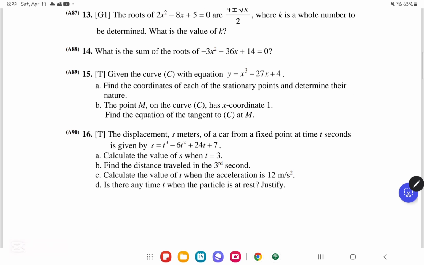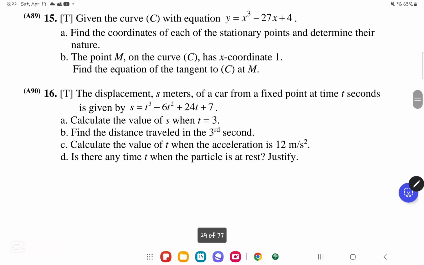We move on to question number 16. The displacement s meters of a car from a fixed point at time t seconds is given by this. Calculate the value of s when t is equal to 3. When t is equal to 3, you just substitute t by 3. So it's 3 to the power of 3 minus 6 times 3 squared plus 24 times 3 plus 7, and you will get an answer of 52 meters at 3 seconds, okay?